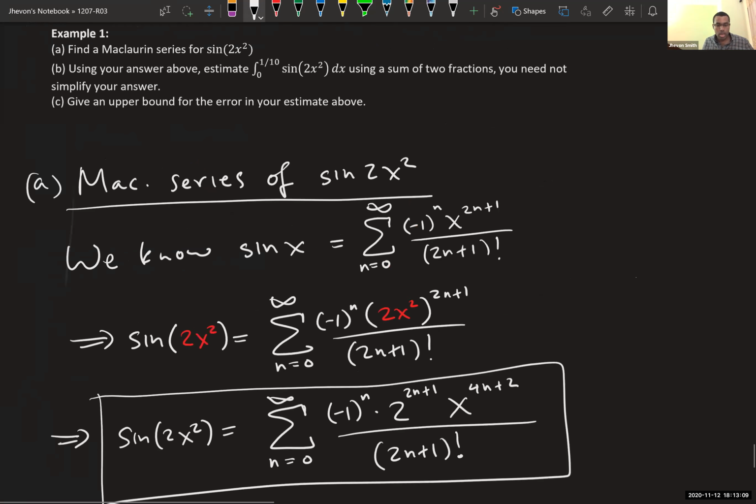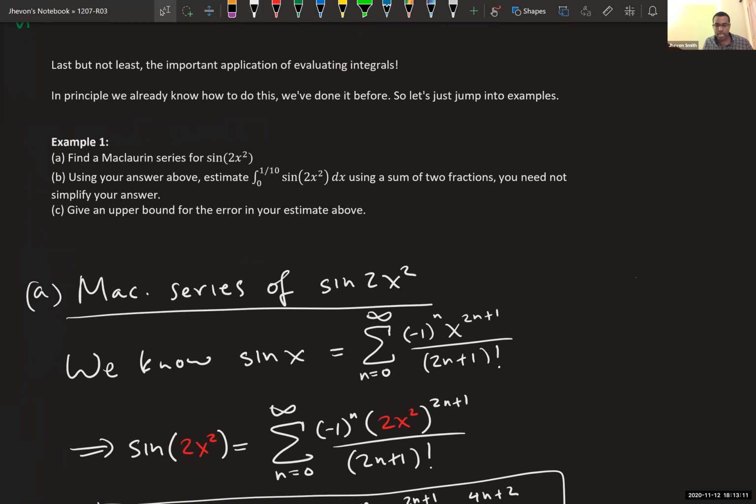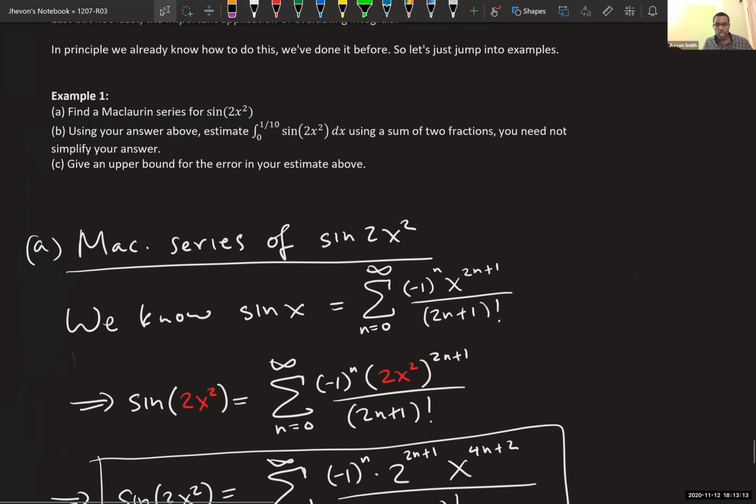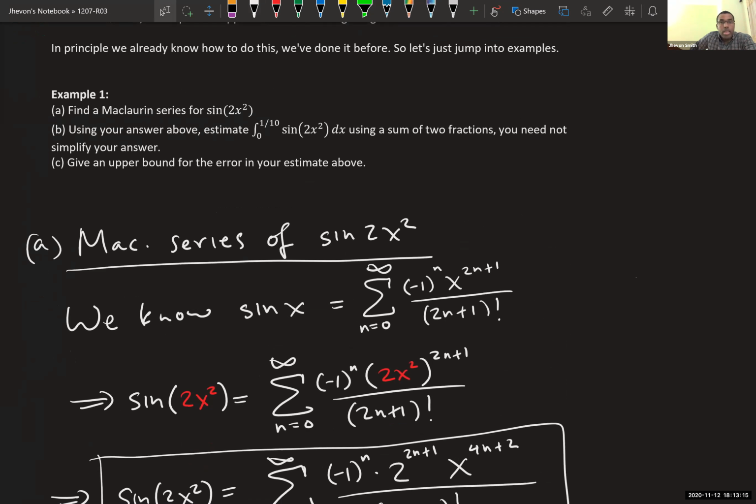So part B says, using your answer above, estimate this integral. It turns out sine of 2x squared does not have an elementary antiderivative. You can actually compute this general antiderivative by hand, but it's impossible to write that in terms of any of the functions that we know about right now. So that's a non-elementary integral.